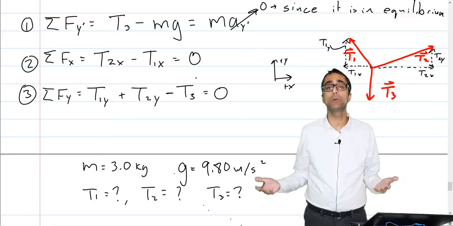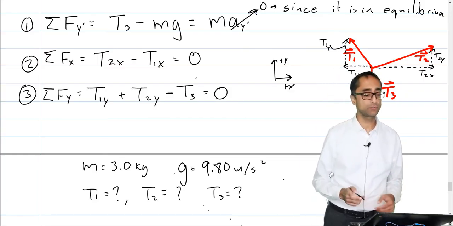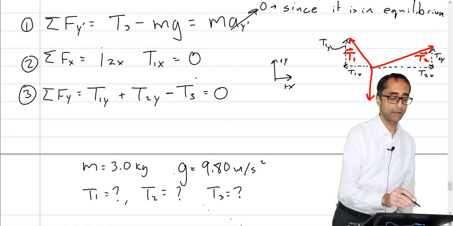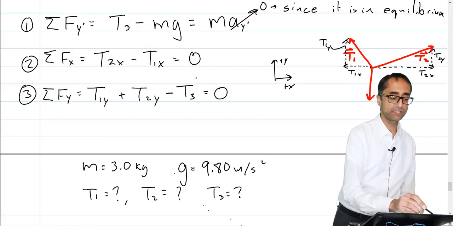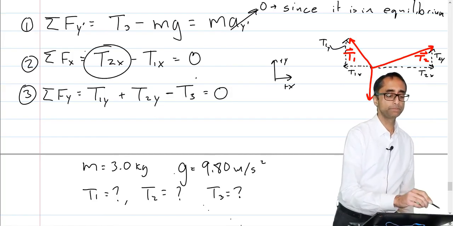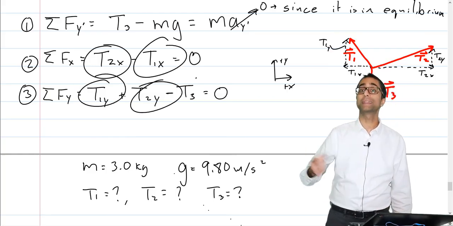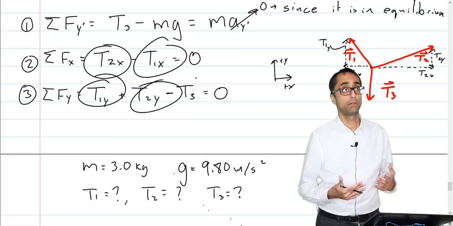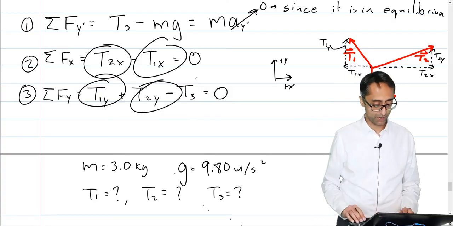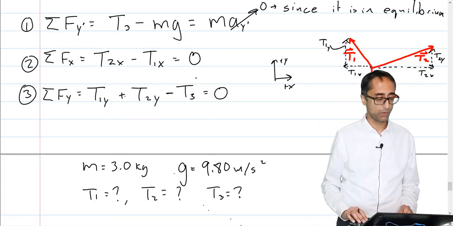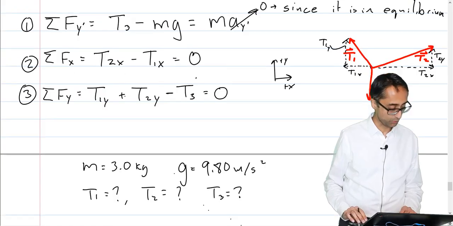That's 5 unknowns right there. Let's get it down to 3 by taking our T2x, T1x, T1y, T2y, and replacing them with the T1 and T2 so that we have fewer unknowns. Okay, so let's rewrite these 3 equations.